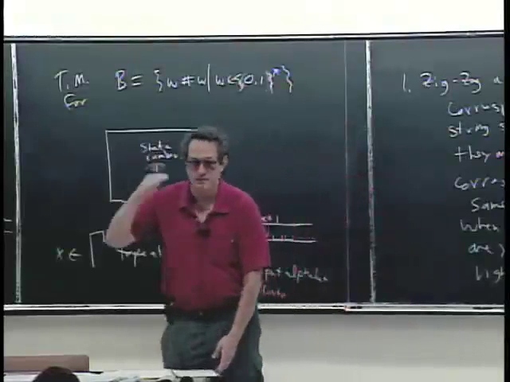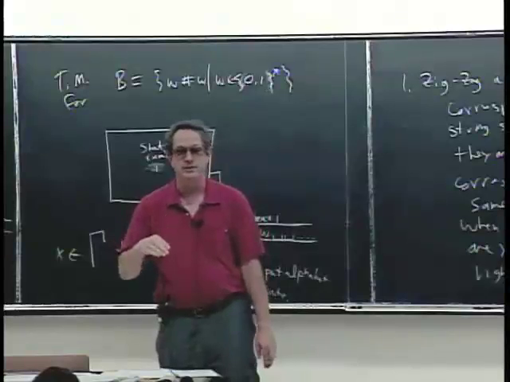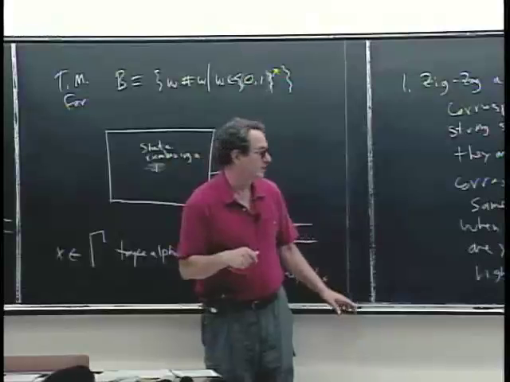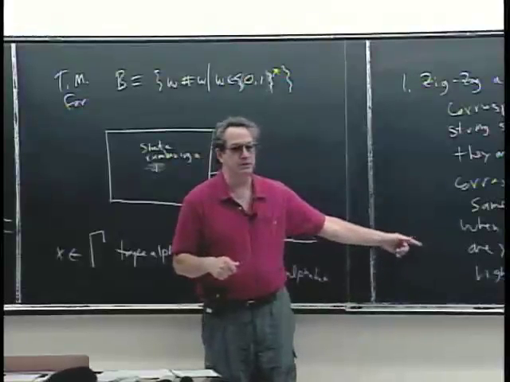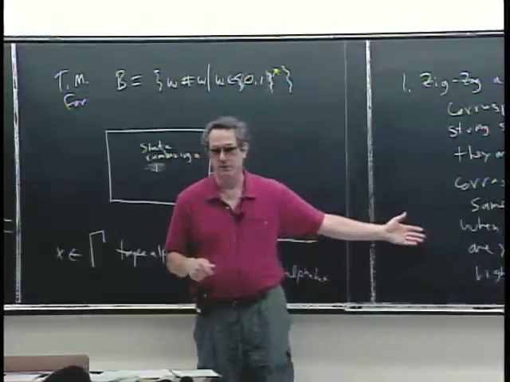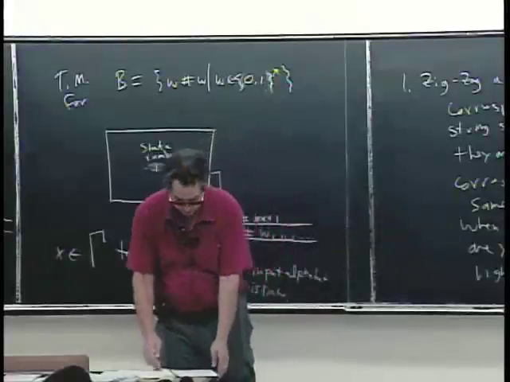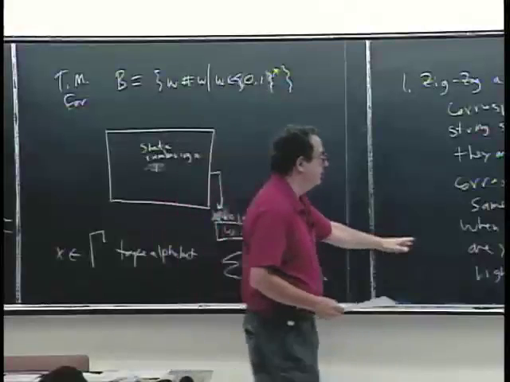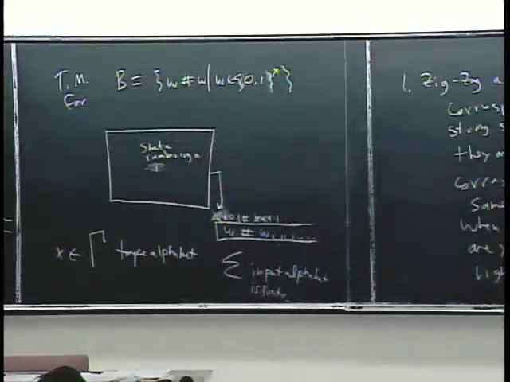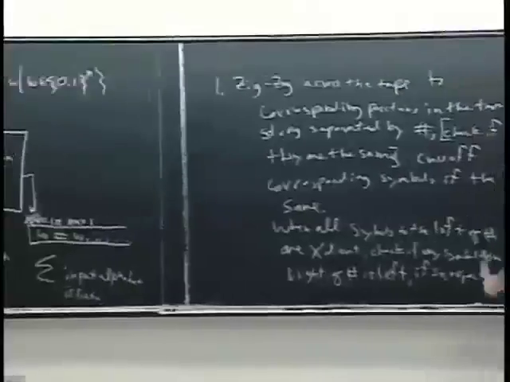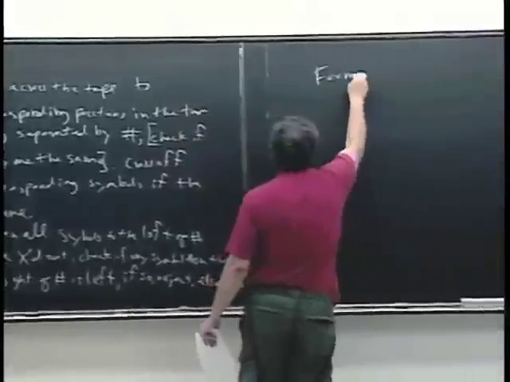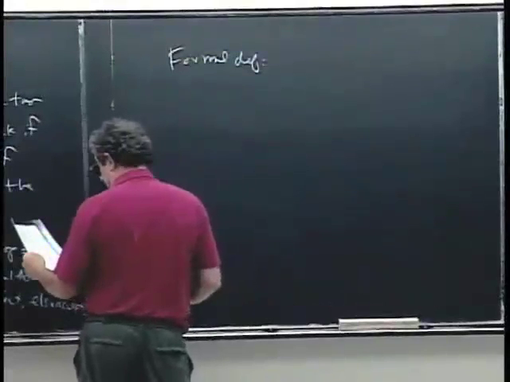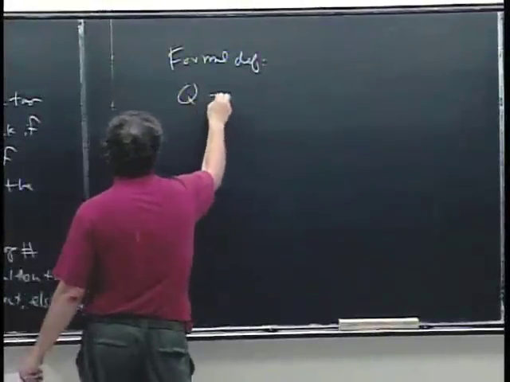Anyway, there are more and more primitive ways of programming that are more and more tedious. And programming Turing machines is more tedious than programming assembly language and even machine language. So it's time to start giving you a formal definition of a Turing machine. Formal definition. First of all, we have states.